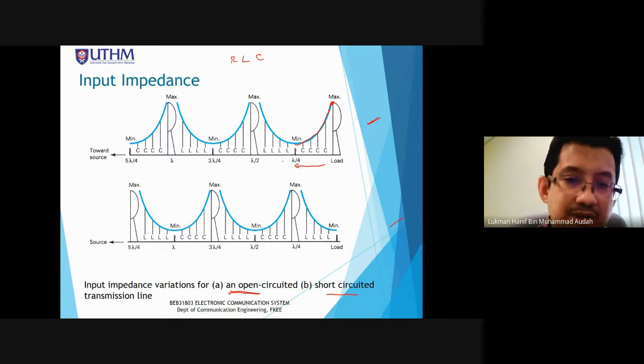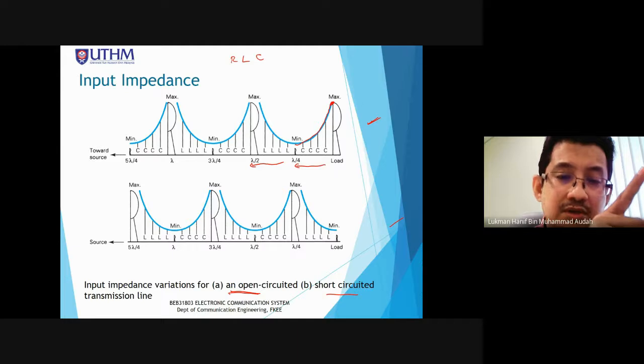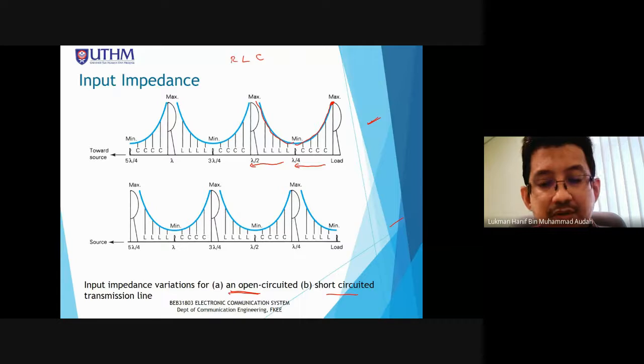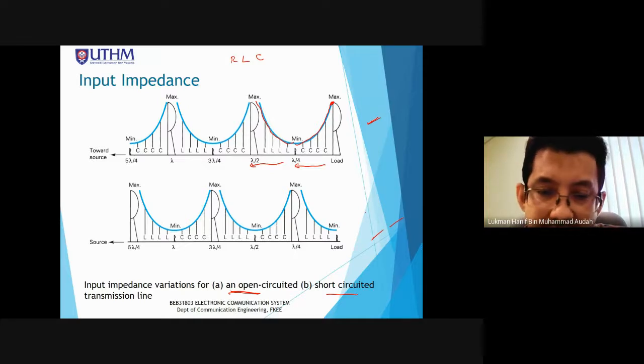Manakala apabila kita bergerak lagi daripada lambda over 4 until lambda over 2, pada jarak another quarter lambda, maka transmission line itu akan bersifat inductance. The inductance will be dominant. Okay. Sehinggalah pada point lambda over 2, dia akan bersifat resistive maksimum. Dan seterusnya. Manakala untuk short circuit yang bawah ini, transmission line ini akan bersifat resistive, yang mana nilai resistance-nya adalah minimum at short circuit point.